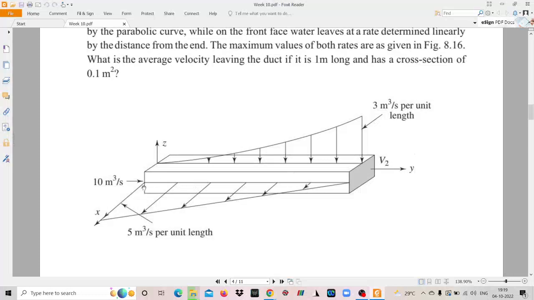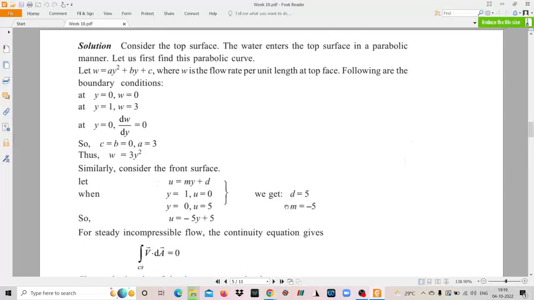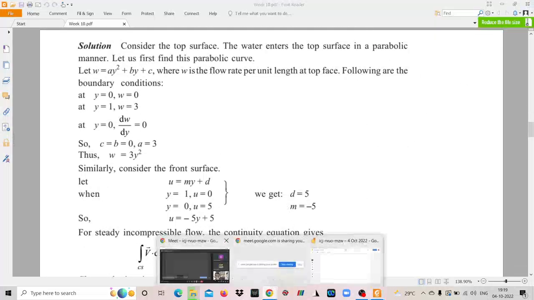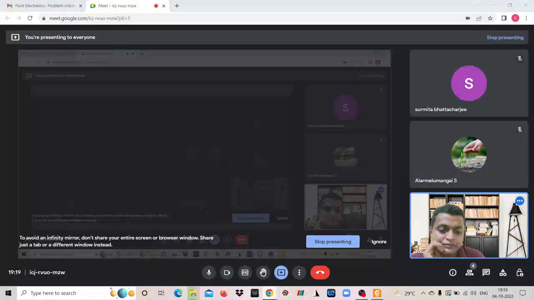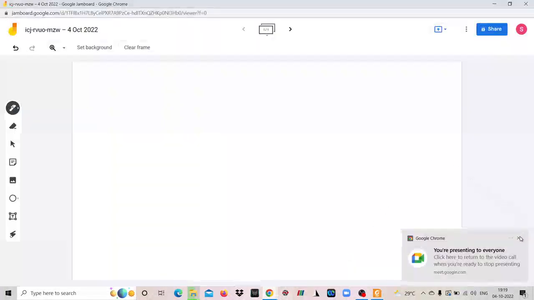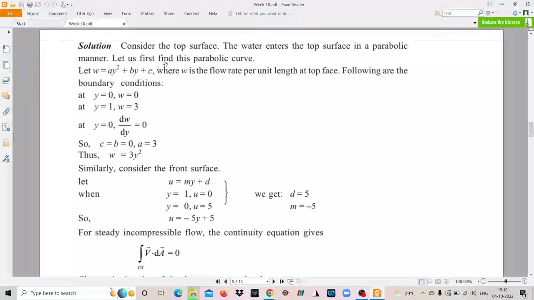So the Cartesian coordinate system adopted is x, y and z. Let us see how we can solve this problem. First of all, consider the top surface. The water enters the top surface, as given in the question, following a parabolic manner.